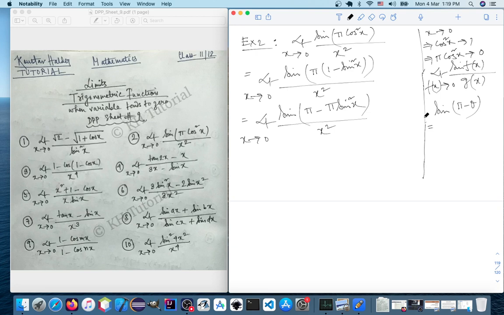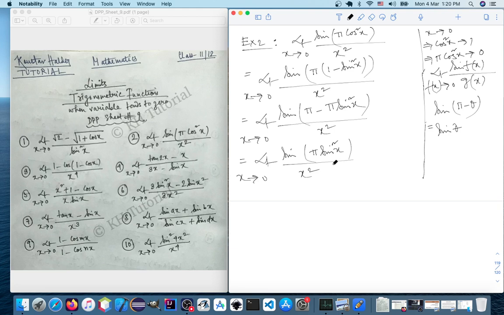Sine of pi minus theta. I'm not sure of this. I'm just guessing. This is my assumption. Please let me know in the comment section. Sine of pi minus theta equals sine theta. This becomes then sine of pi sine square x by x square.